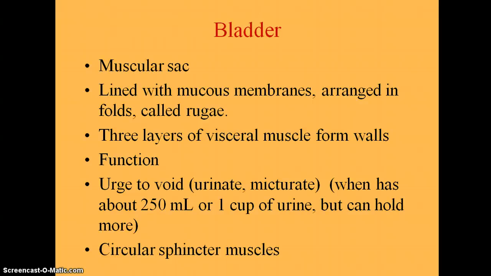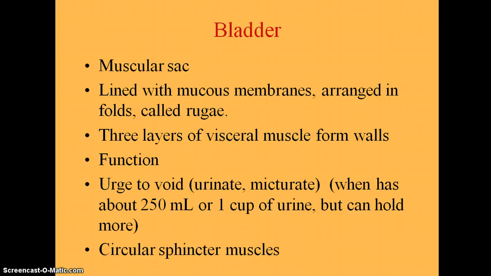Now, the bladder has mucous membrane lining that's arranged in a series of folds called rugae. Those rugae disappear as the bladder fills with urine. As it expands, then that smooths out. Now, there's 3 layers of muscle that form the walls of the bladder. There's smooth muscle or visceral muscle in the walls of the bladder, which receive the urine from the ureters and stores that urine until it needs to be eliminated.